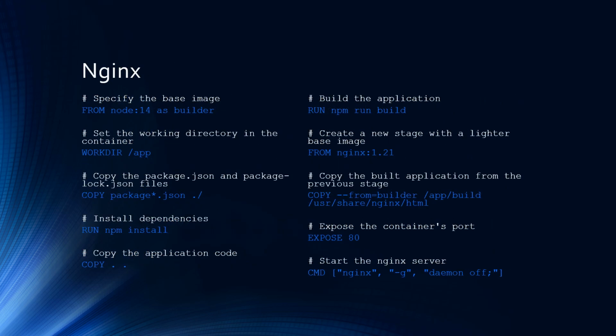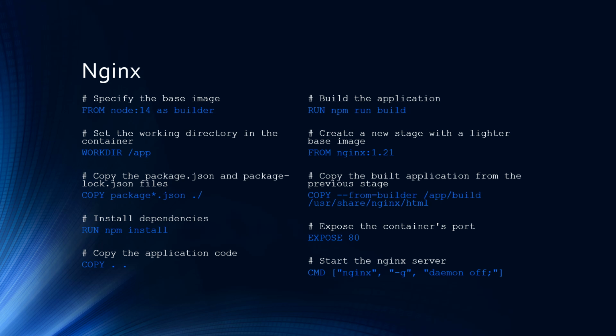Moving on to our Nginx example, we're introducing a more sophisticated pattern, multi-stage builds. This approach is particularly valuable for JavaScript applications where we need different environments for building and serving the application. The first stage uses Node.js 14 for building our application, while the second stage uses a lean Nginx image for serving the content. This separation is crucial for security and performance.